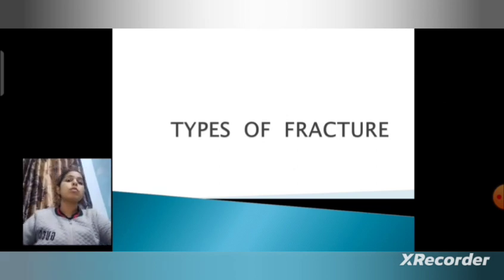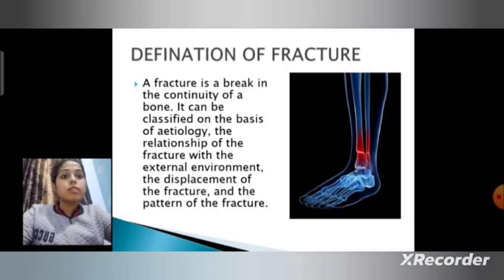So today we'll talk about the types of fracture, that is the classification of fracture. First is the definition of fracture. A fracture is a break in the continuity of a bone. It can be partial or it can be complete. So it can be classified on the basis of etiology, also known as causes.